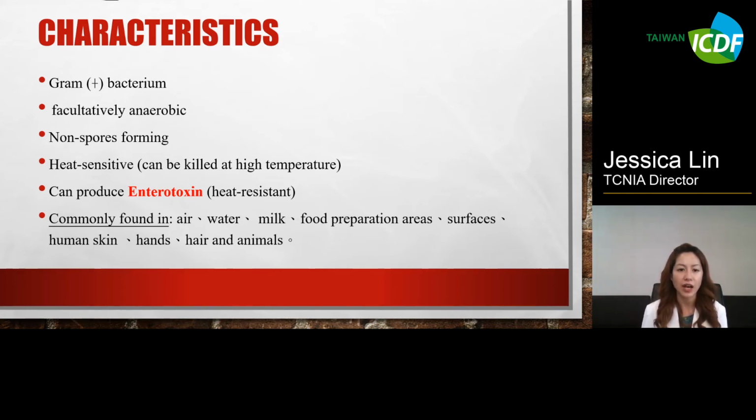Staphylococcus is commonly found in air, in water, and in the milk that we drink. It can also be found in food preparation areas like the countertop, the cutting boards, the knives, and the plates that we use, on any surfaces without proper sanitization, on human skin, even on your hands, on hair, and on animals.